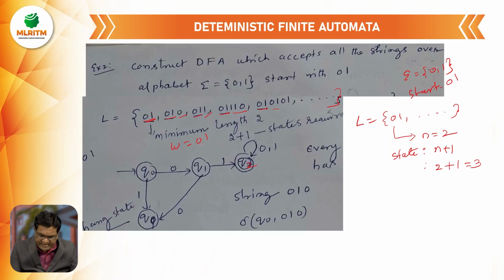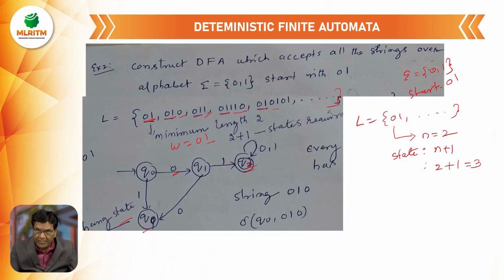Now Q0 with 0 goes to Q1. Q1 with 1 goes to Q2. Q2 is a final state. Before that, what I said, every state has 2 edges. Every state has 2 edges. Q0 with 0 is the one edge. One more edge is required. It goes to the hang state or dead state.